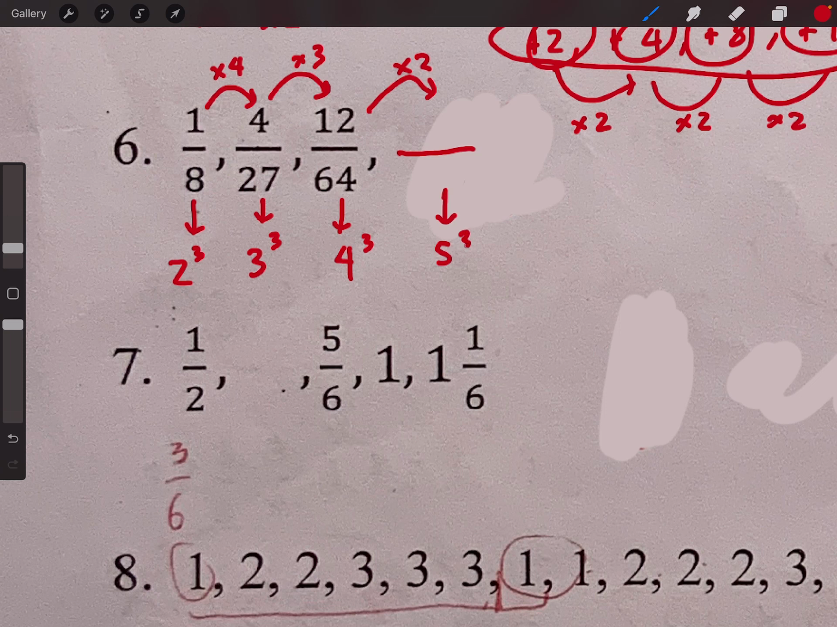What does 5 cubed mean? It means 5 times 5 times 5. And that will give you the answer for that one. And the top one will be 24 times 2 will give you that one.